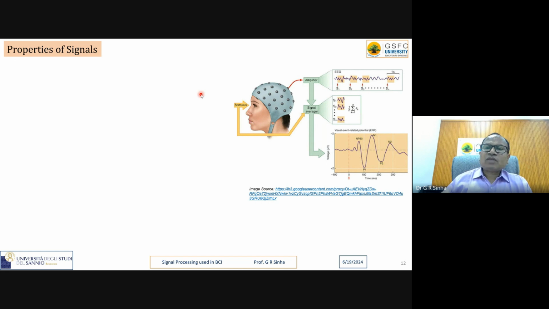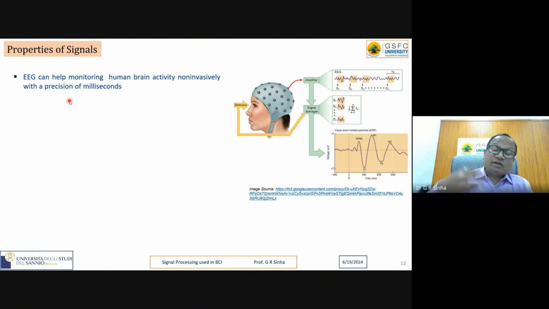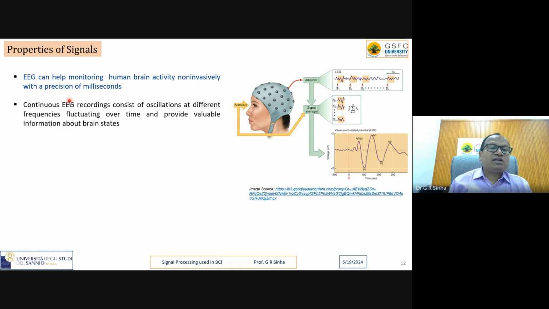Now, this is normal signal processing where the signal is recorded, amplified, and then you get different samples. Each sample here is of 1 second, and all these are connected, and you get an EEG signal. So what do we mean by properties? It can monitor human brain activity in a non-invasive manner with the precision of a millisecond.